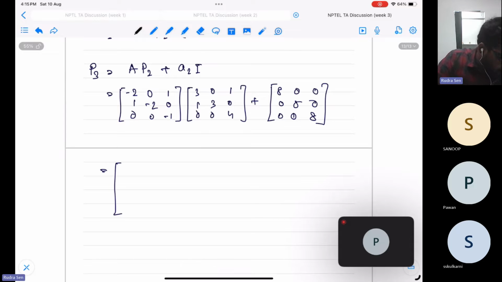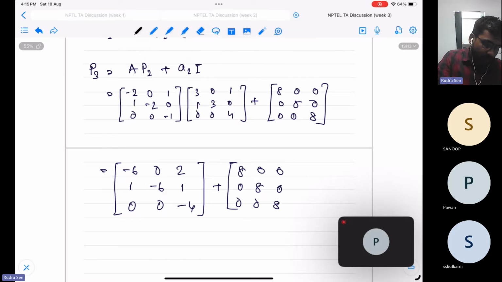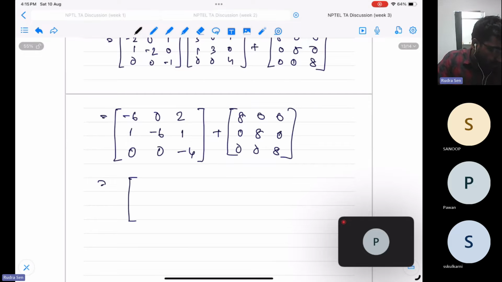So this is basically minus 6, minus 6. This is 0, and this is 2. Sorry, this is 1. This is minus 6, and this is 1. This is 0, this is 0, and this is minus 4. Plus 8, 0, 0, 0, 8, 0, 0, 0, 8. What is the value I get? It's 2, 0, 2, 1, 2, 1, 0, 0, 4.